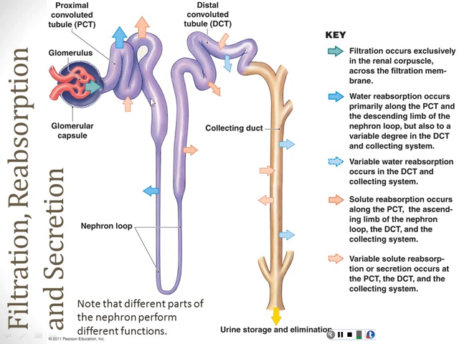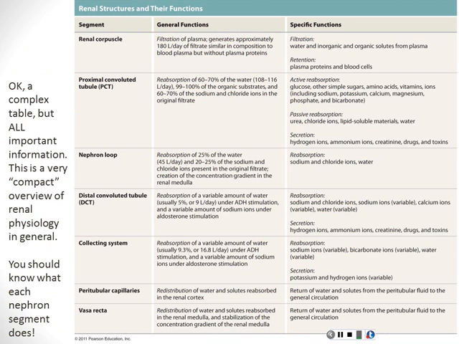So the different parts of the nephron have, so filtration only happens in one place, but secretion and reabsorption happen in multiple places along this path. All right. So this table from your book is ugly, but it's also very useful.